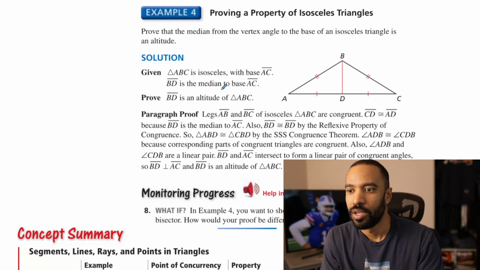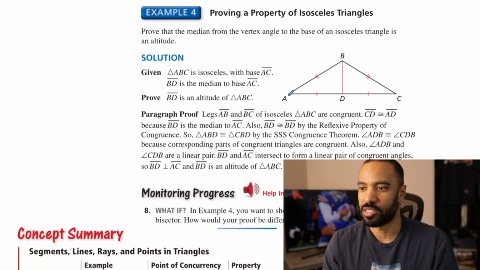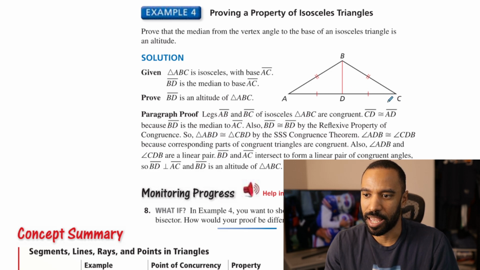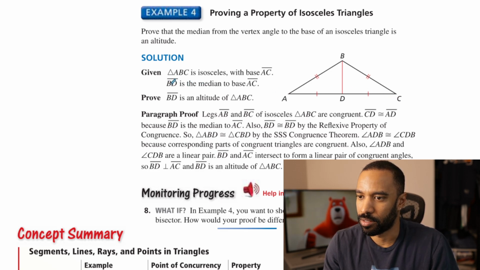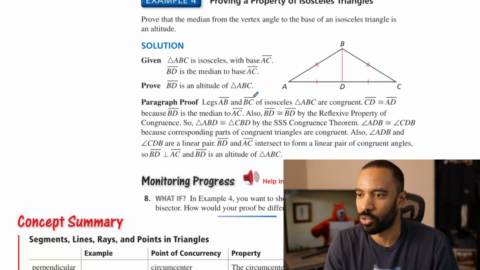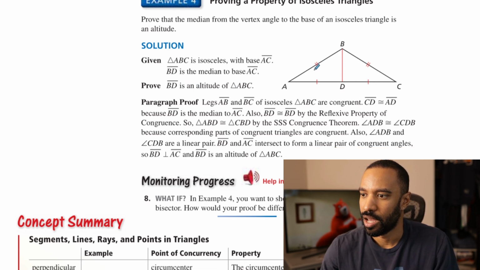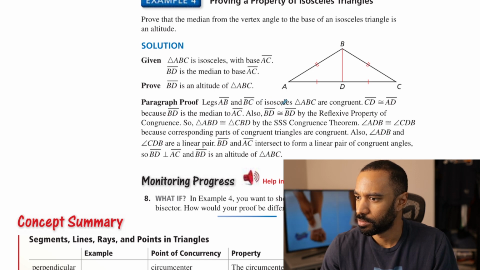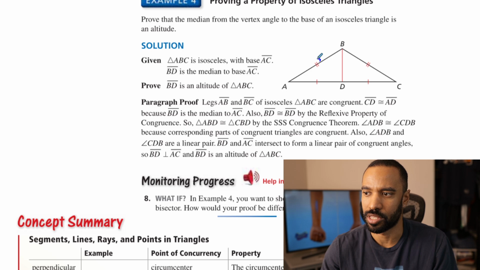So let's see. Given triangle ABC is isosceles with base segment AC, and segment BD is the median, prove that BD is an altitude. So legs AB and BC of isosceles triangle ABC are congruent. So here's the first.